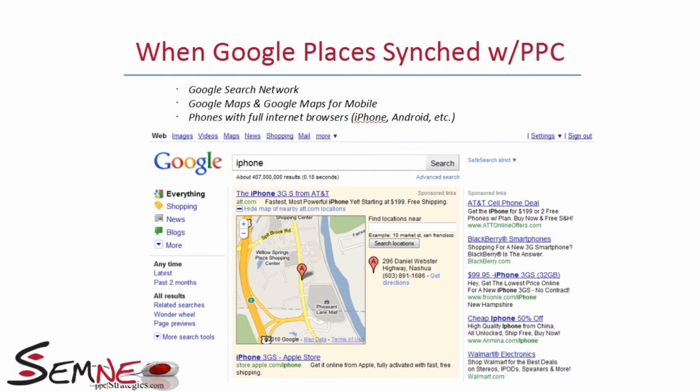This is how local advertising is really changing, and it's becoming so dynamic and so relevant. So here I am in Nashua. I searched for iPhone, and it's telling me, and here's a map of the location at the mall right down the street from me where I can go buy an iPhone. So that's just one of the extensions. An extension is typically going to appear as additional data underneath the text ad.